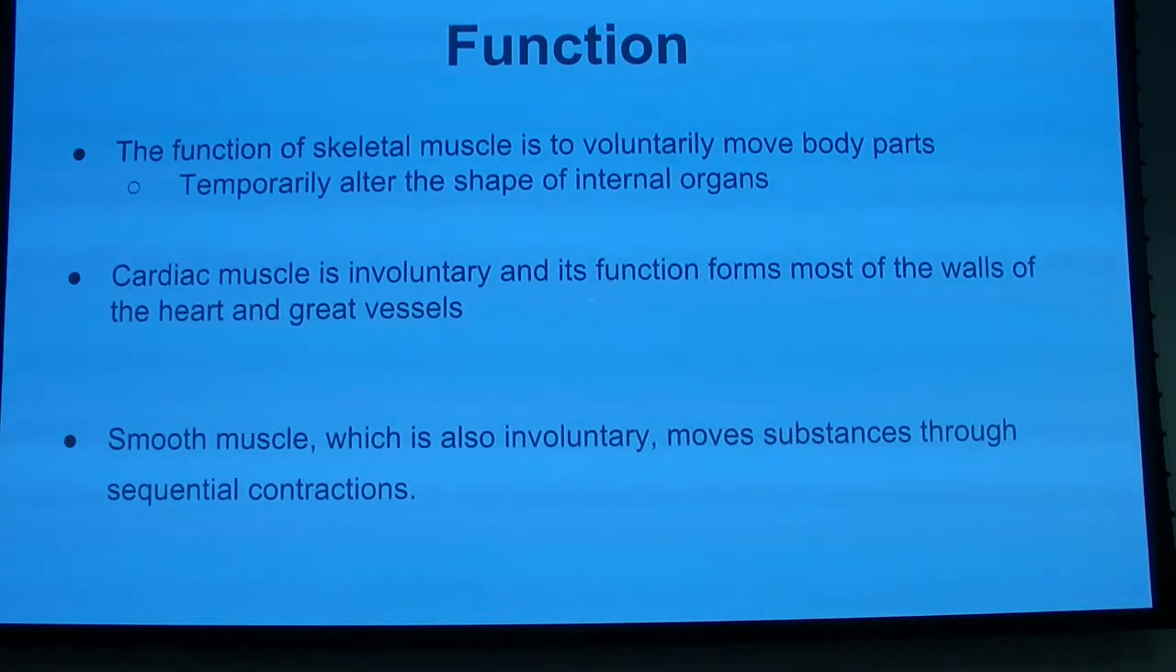So what are the functions of these muscle types? The function of skeletal muscle is to voluntarily move body parts or temporarily alter the shape of internal organs by reducing their circumference and to stabilize bones and other structures. Cardiac muscle is involuntary, and its function forms most of the walls of the heart and great vessels such as the aorta and pumps blood. Smooth muscle, which is also involuntary, moves substances through sequential contractions.